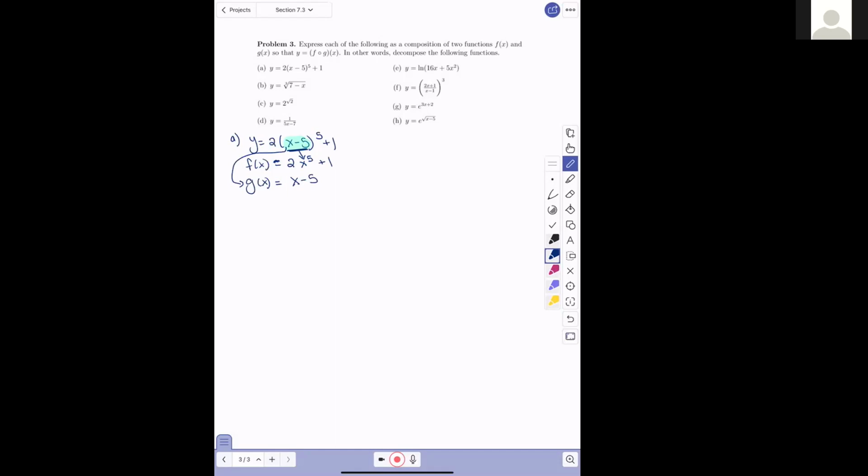Any questions on that? Do you guys see how you could see the nested function?